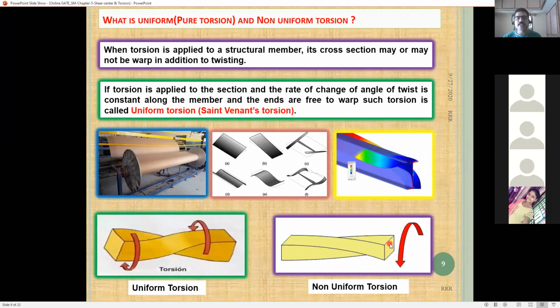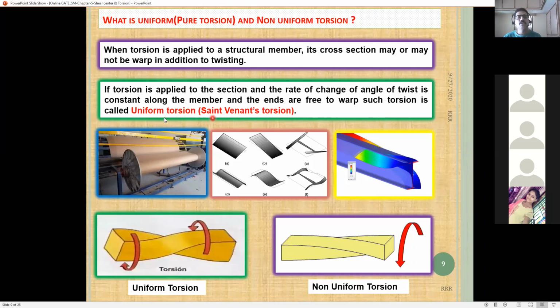Suppose torsion is happening on only one side and the other is not fixed, then we consider it non-uniform torsion. This is the difference between uniform torsion and non-uniform torsion. Also remember, another name for uniform torsion is Saint Venant's torsion, right? Sometimes this may also be asked in the GATE.